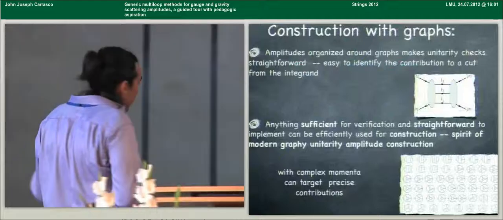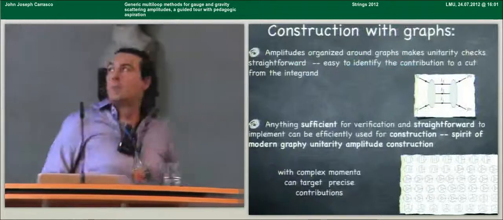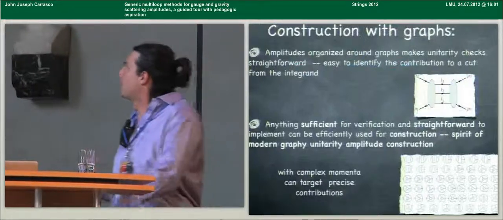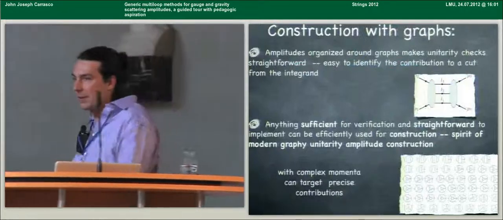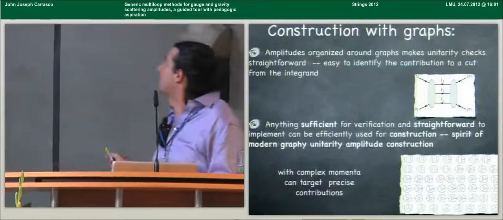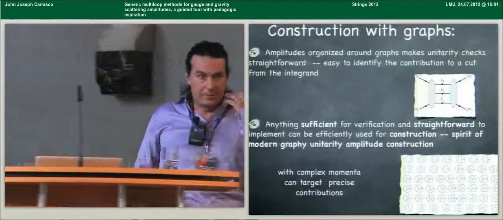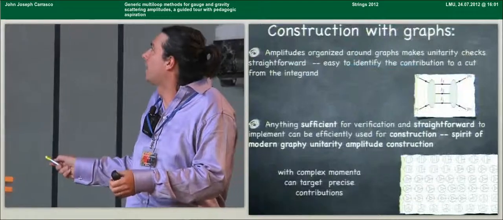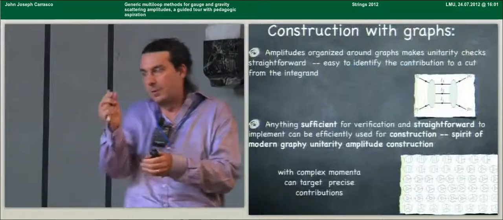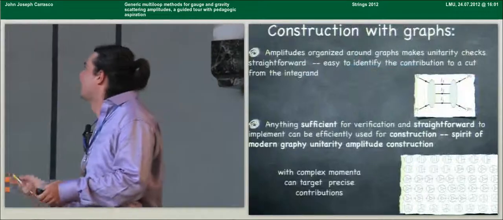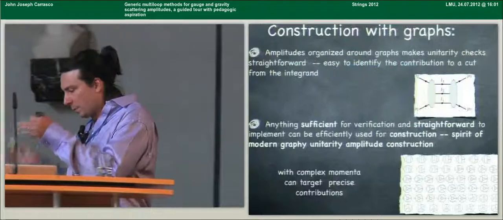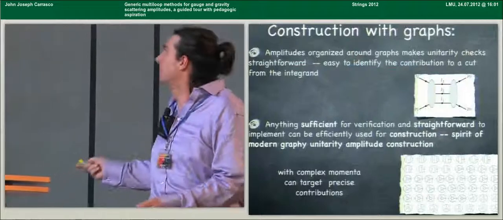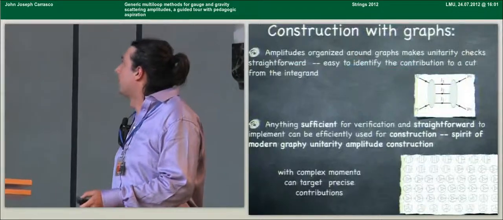And anything that's sufficient for verification and straightforward to execute can become a tool for construction. So this is the spirit of this modern graph-based unitarity amplitude construction: if it's sufficient to satisfy all cuts, and if it's efficient to actually isolate information, and with complex momenta, you can target very precise contributions down to cubic amplitudes, to 3-vertex amplitudes. So targeting very individual contributions. This is what's allowed us to go to fairly high loop order.